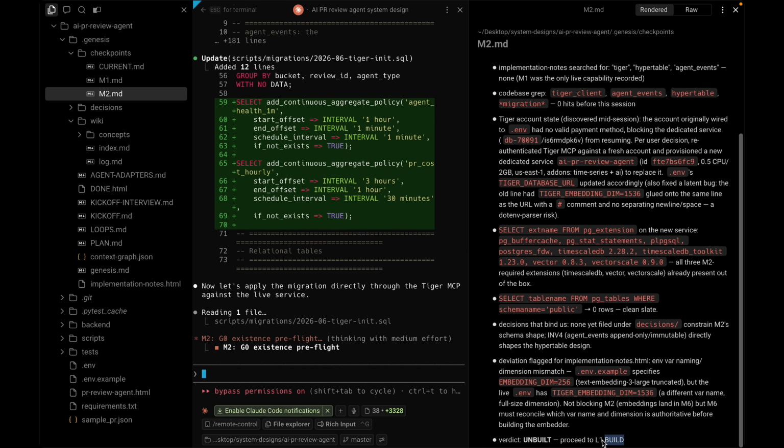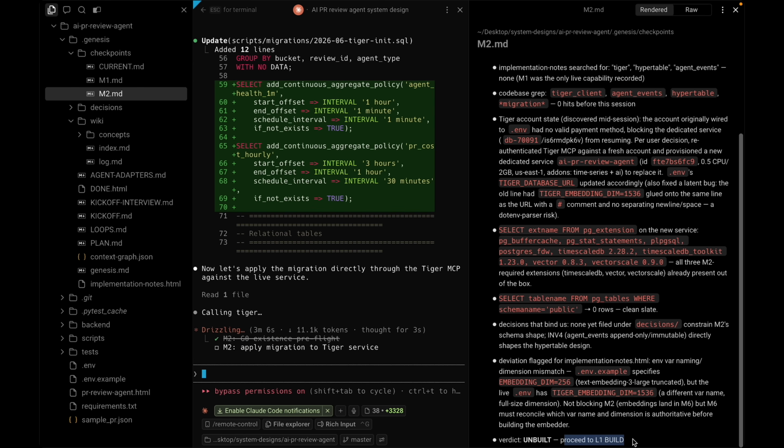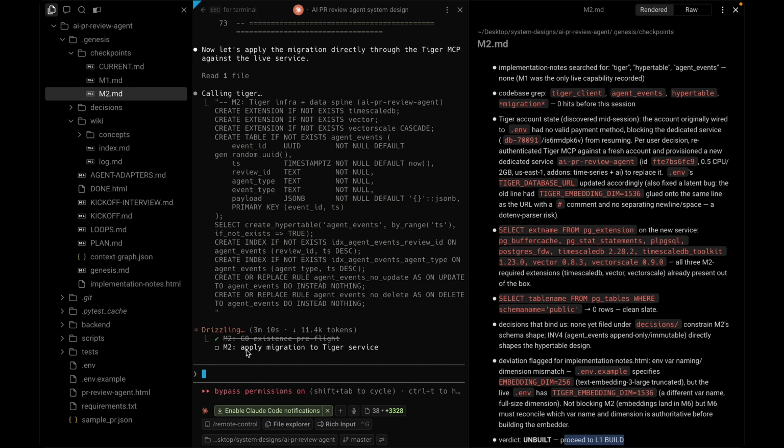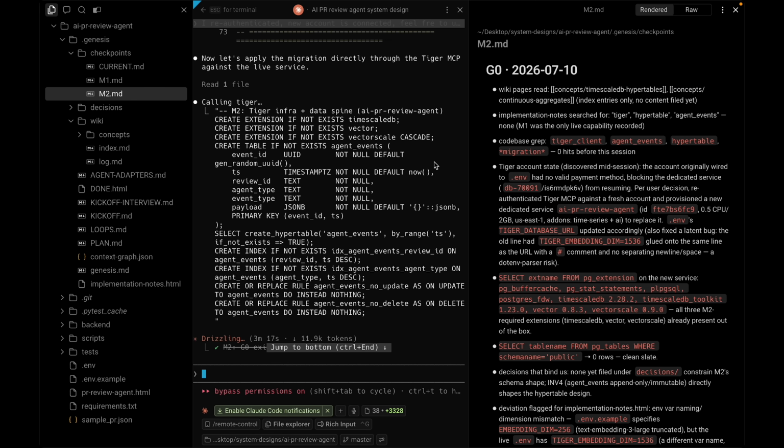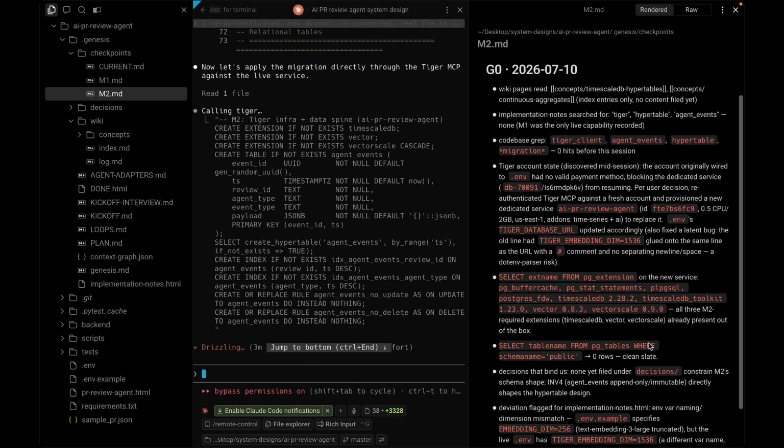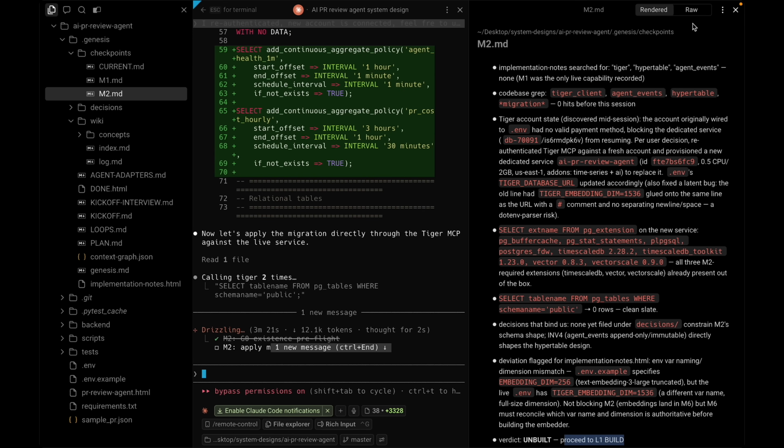So loop L1 build is basically the loop. Let's see what it does. Let's apply the migration directly against the live service. So your G0 is completed. Now it is applying the migration to the Tiger service itself. Let's apply it directly through the Tiger MCP against the live service, and that's what it is doing technically.